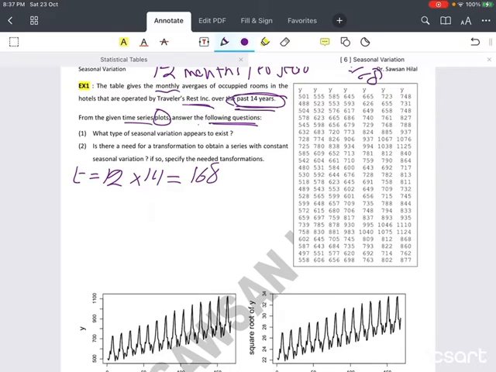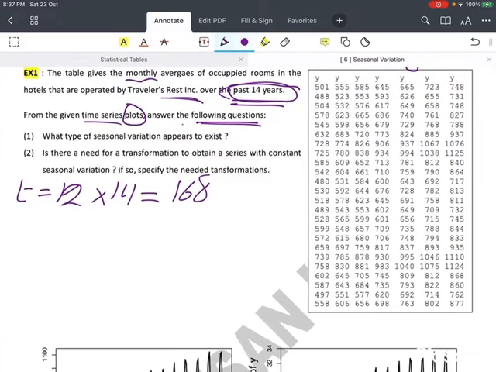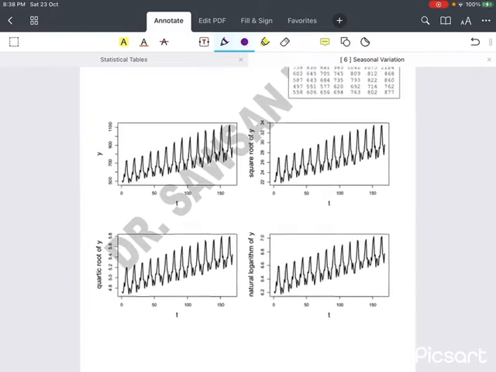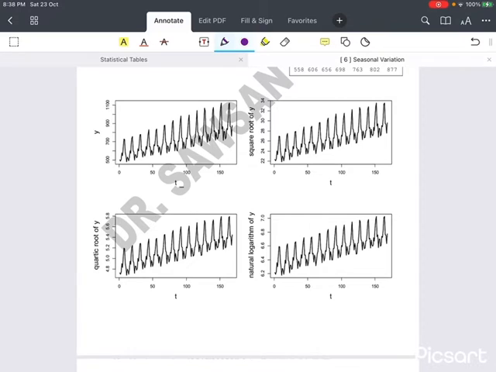So, what type of seasonal variation appears to exist? The type of seasonal variation that I have. So we will go and look for the plots. Here we have t and y, so this is the original time series. Here t with square root, this is with transform. Here with the natural logarithm, so here also transform.